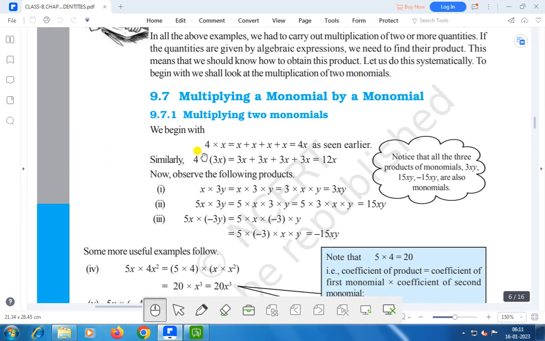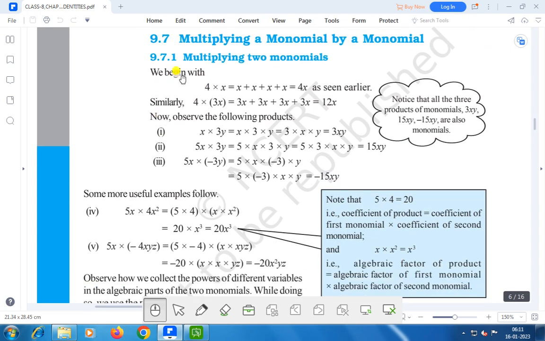Multiplying monomial by monomial, multiplying two monomials. Here we begin with 4 into x, x plus x plus x plus x, that is 4x, as seen earlier. Similarly, 4 into 3x equals 3x plus 3x plus 3x plus 3x, that is 12x.